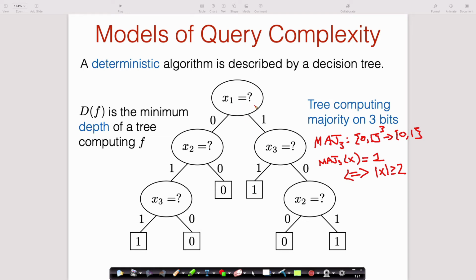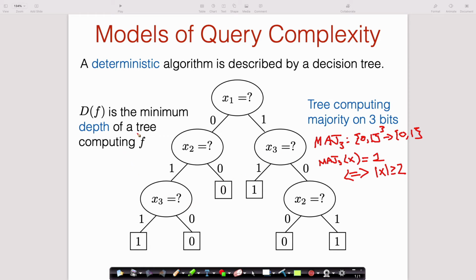However, if x1 is 1 and x3 is 0, then we still don't know whether a majority of the bits of x are 1 or not. So then we have to ask another question: what is x2? And the answer to that tells us whether a majority of the bits of x are set to 1 or not. So you can check out all these paths and see that this tree does indeed compute this function, majority of 3.